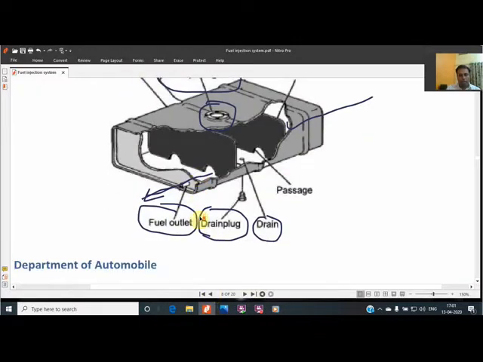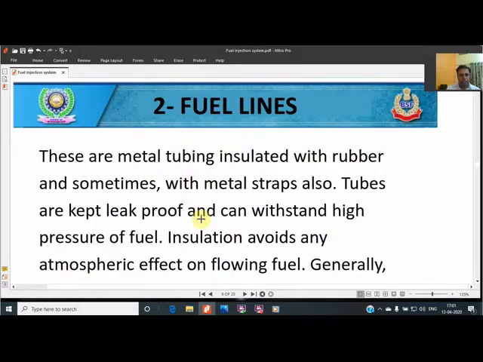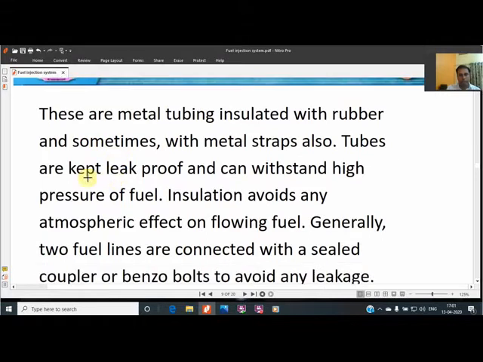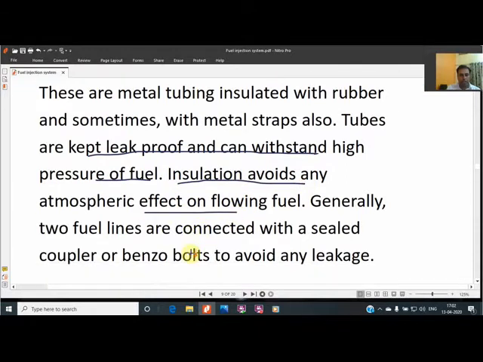Now the other component is the fuel lines. The fuel lines are tubings with rubber and sometimes metal strap, and the tubes are kept leak proof and can withstand high pressure, because high pressure is required. Initially the fuel lines are of low pressure, but after the fuel pump they are of high pressure, and generally fuel lines are connected with couplers or banjo bolts.